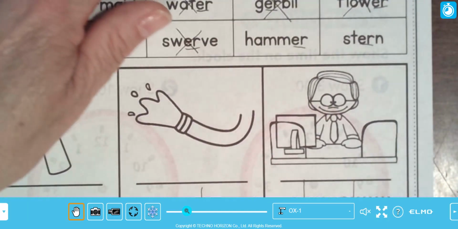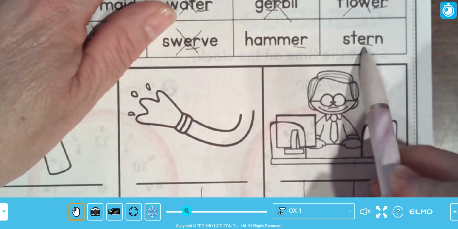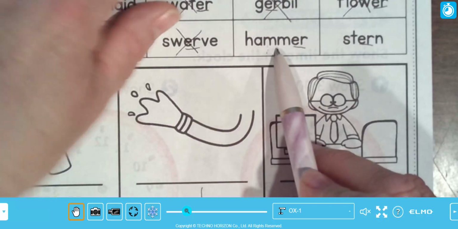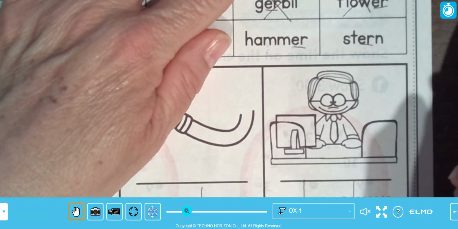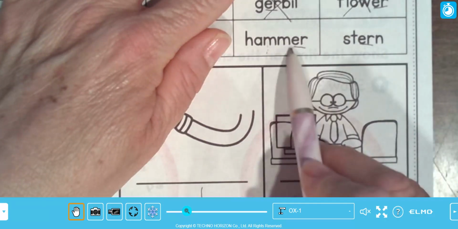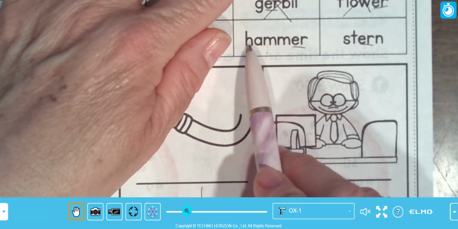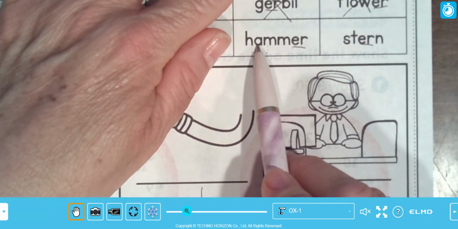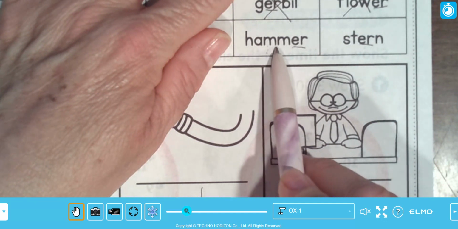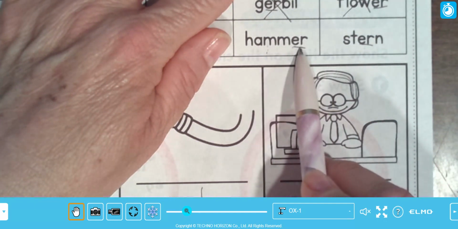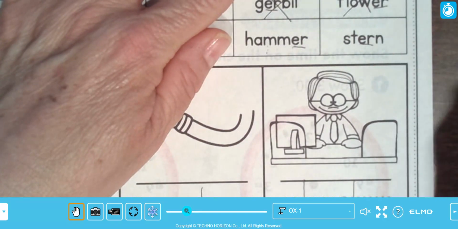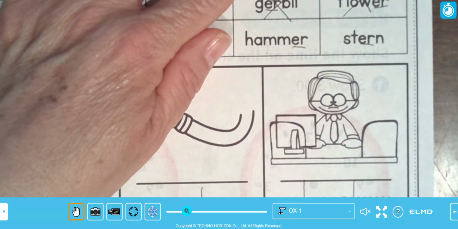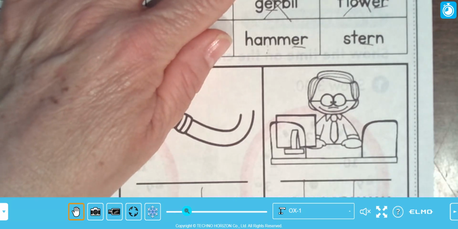Okay, we have 2 words left. This one and this one. I'm going to start with this one. Here we go. What sound does the ER make? So let's read it. Now blend it together. Yes, it's the word hammer.